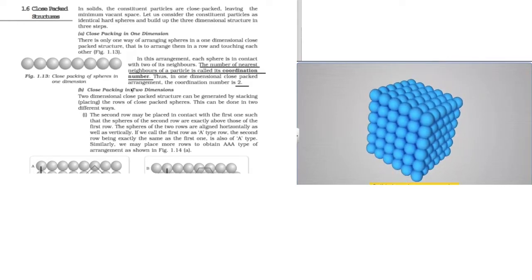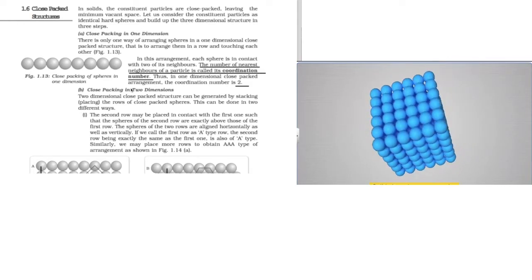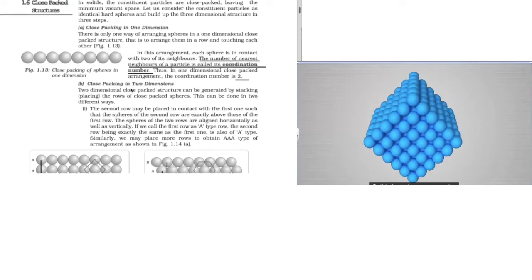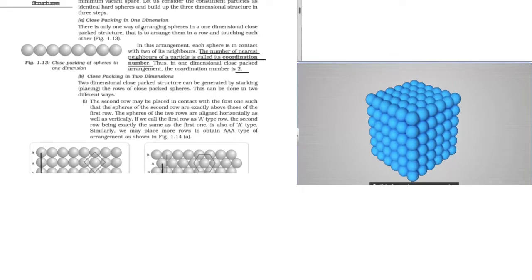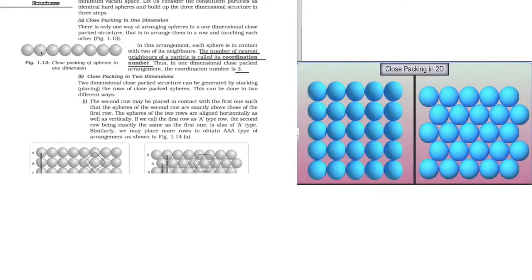We will continue our topic close packed structures. As we know that close packed structure can be obtained in 3 steps. Close packing in one dimension. When the spheres are arranged in a row, we call it close packing in one dimension.